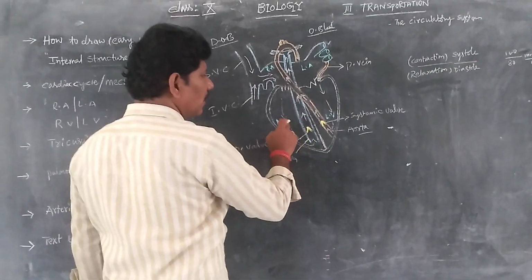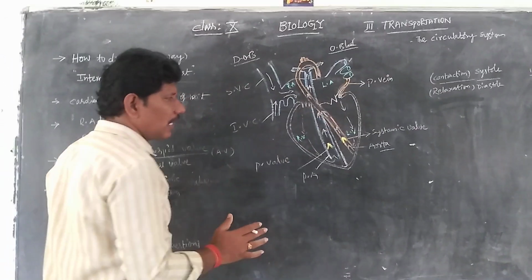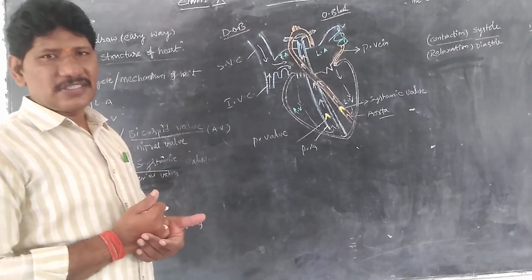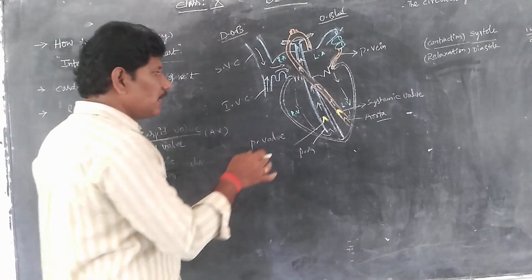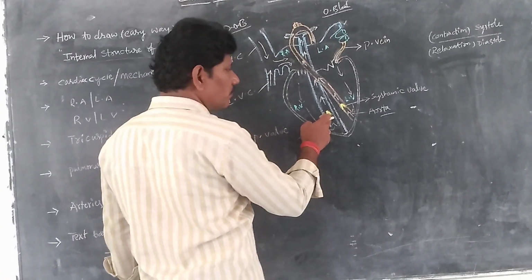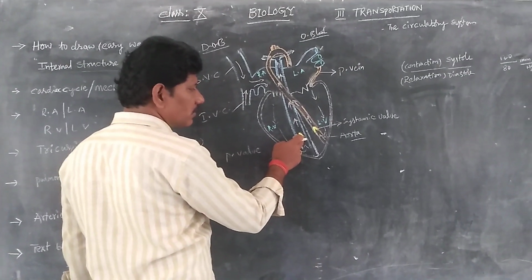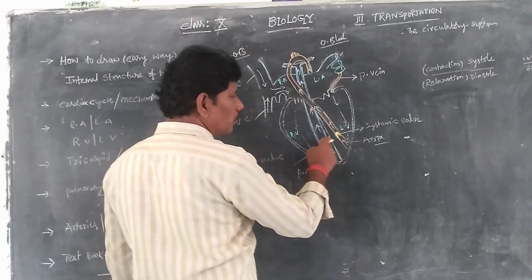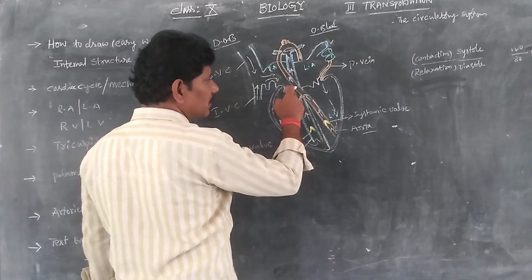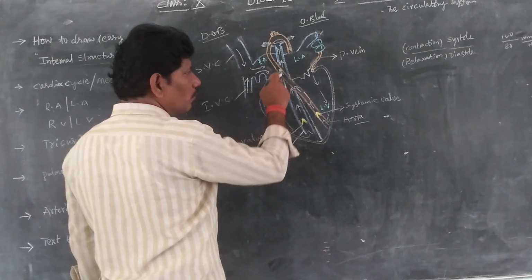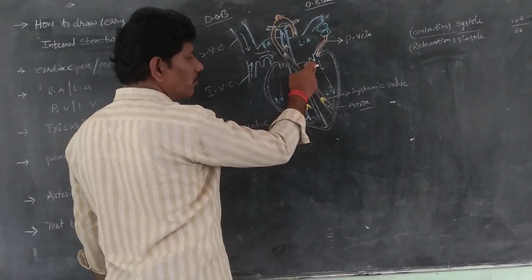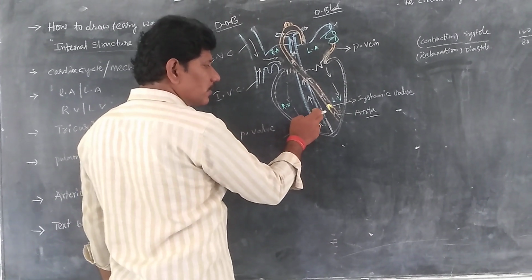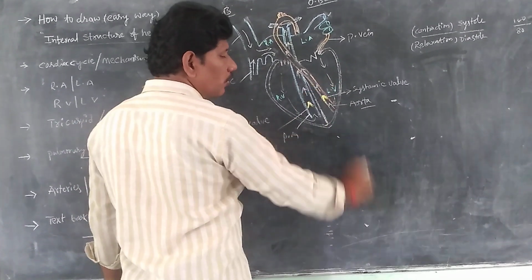Auriculoventricular valves like the tricuspid and bicuspid valve. Whereas coming to the arteries and veins, their structural and functional differences. Apart from that, the valves present in the arterial valves. Arterial valves means the pulmonary artery and aorta valves. So the valves are of two kinds. One is the AV valves, auriculoventricular valves like the tricuspid and bicuspid valve. Whereas the arterial valves are the pulmonary artery and aorta valves.